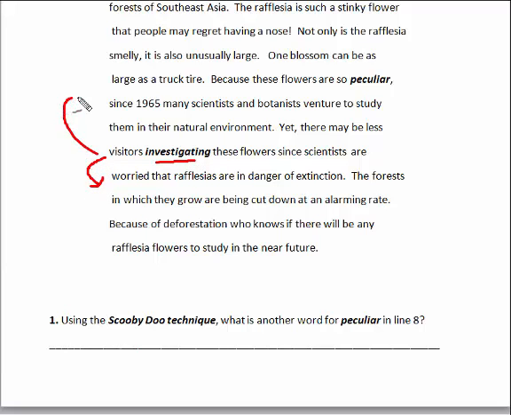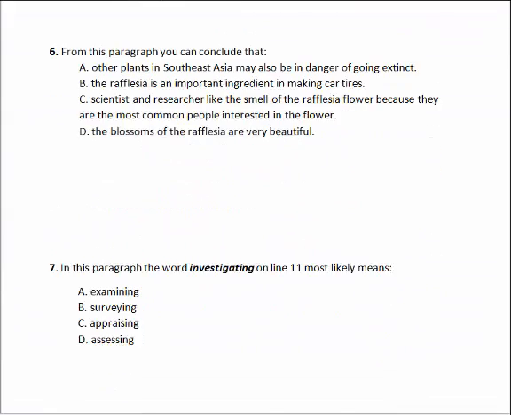So I want to see who the visitors are. Remember Scooby-Doo, and visitors are going to be scientists. What do scientists do? They study, they look at, they investigate. So think of the Scooby-Doo. There's 2 ways we could find that. You see that? Visitors and scientists. Let's look for an answer choice that talks about something a scientist would do.